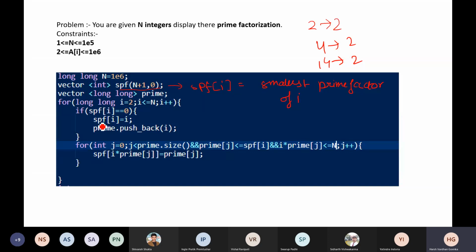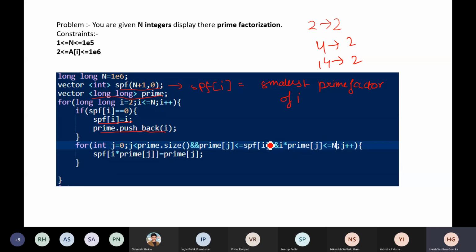So its smallest prime factor will be itself, 2. So I mark SPF of i equal to i, and I maintain a prime vector which stores all the prime numbers up to n. So I push i into this array. Now, irrespective of whether i was a prime or not, I will iterate j equal to 0, j less than prime.size, basically iterating over this array, while prime of j is less than or equal to SPF of i.